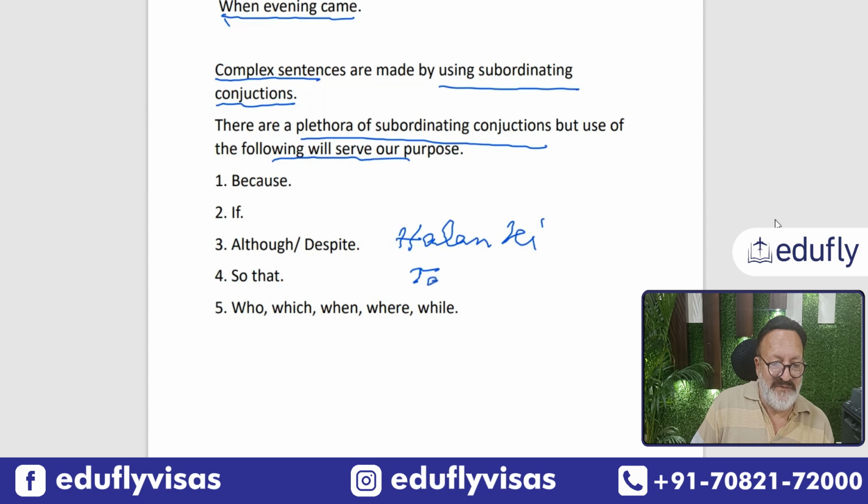And then you have the W family. All the members of the W family, they are conjunctions and they are subordinate conjunctions. And they are who is used for people, which is used for things and animals, when is used for time, where is used for place, and while is used to show a contrast.